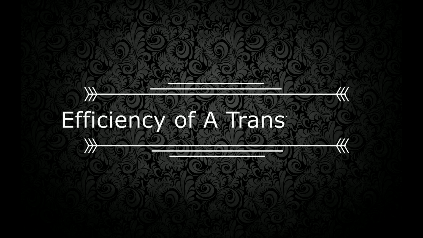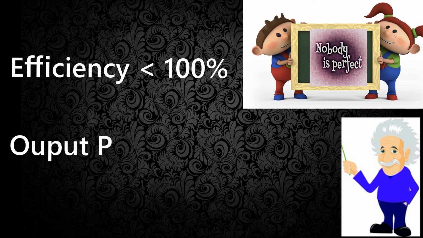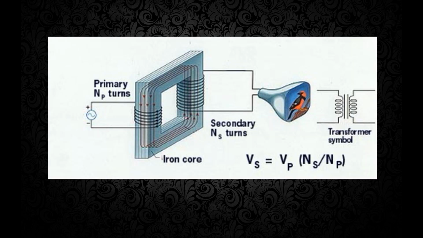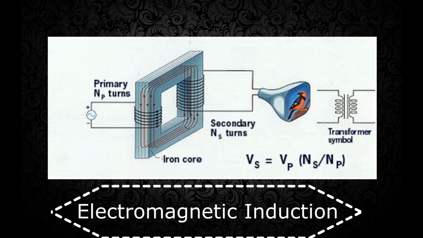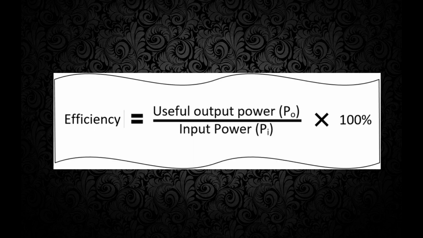Efficiency of a transformer. The efficiency of a transformer is normally less than 100%, that is, the power of the output is less than the power of the input. A transformer transfers electrical energy from one circuit to another circuit by electromagnetic induction. In the process, a fraction of the electrical energy is lost as heat energy. The formula used to calculate the efficiency of a transformer is efficiency equals useful output power P_O over input power P_I, multiplied by 100%.